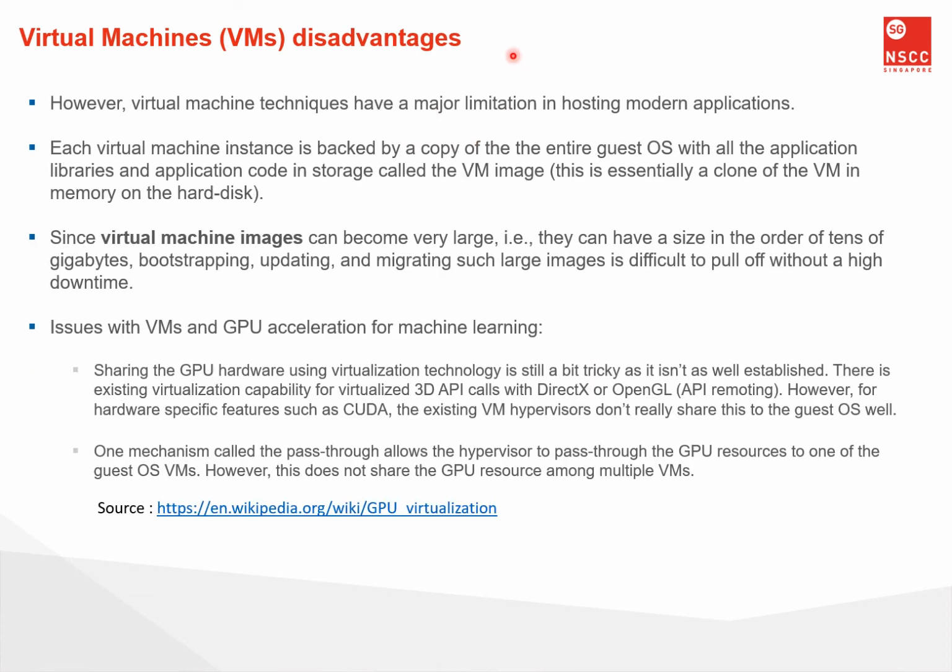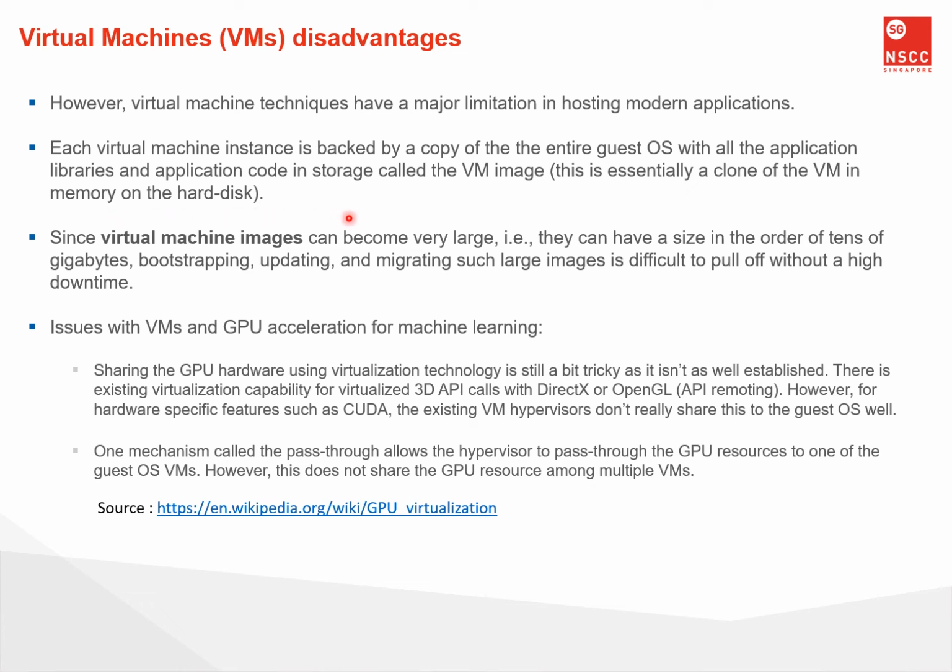So what are some of the disadvantages of virtual machines? However, virtual machines have major limitations in hosting modern applications. Every virtual machine is backed by a copy of the entire operating system with all the application libraries, etc. So the virtual machine image is going to be quite large, because not only does it have the application software, but it also has the guest OS as well, and a modern OS like Windows or even many versions of Linux do take up quite a bit of space. All this has to be there besides the actual running application code.